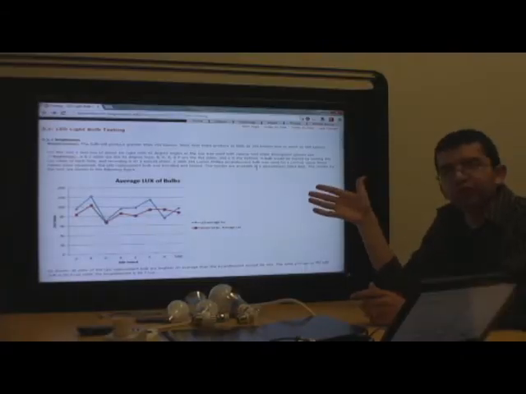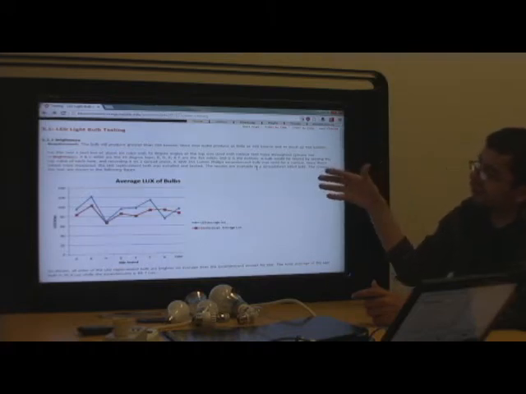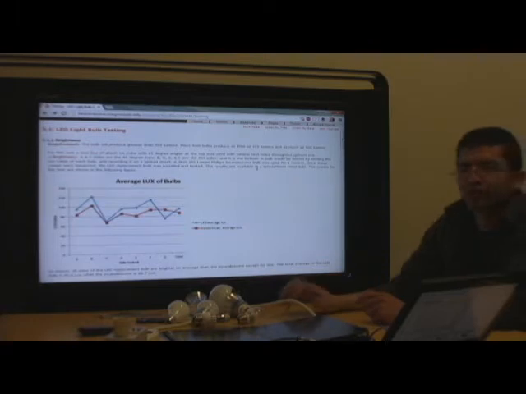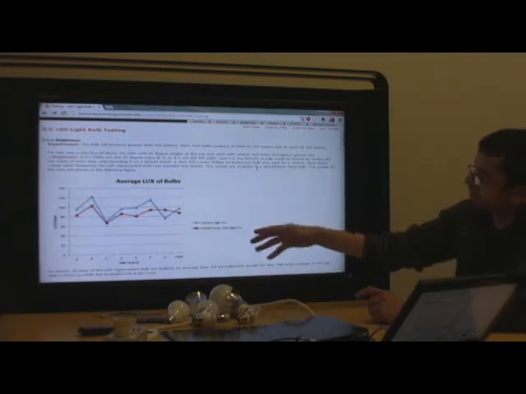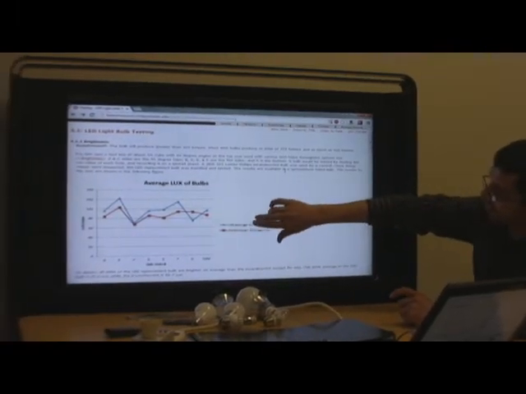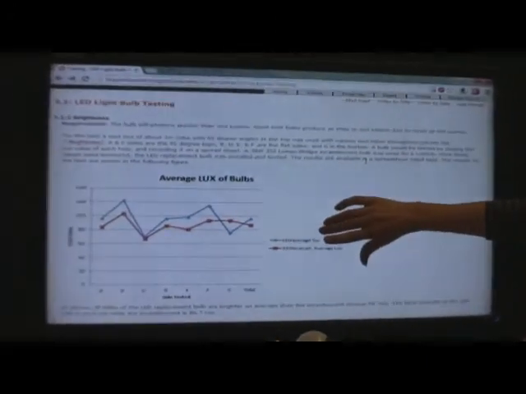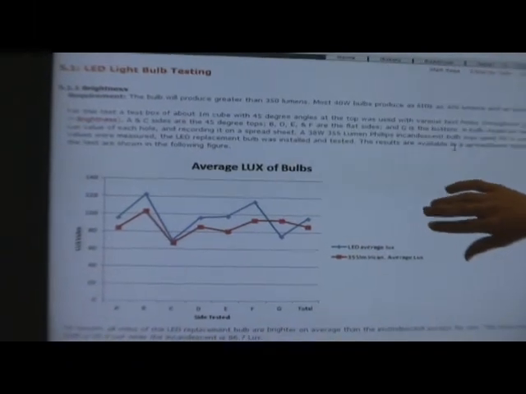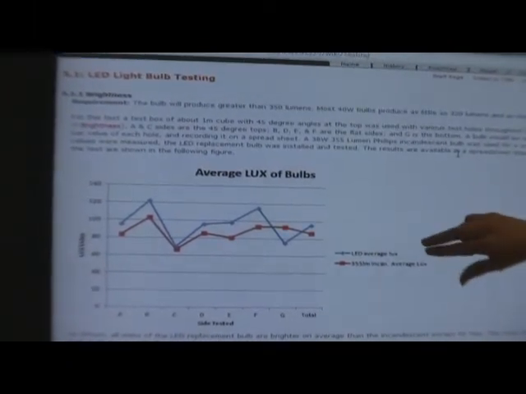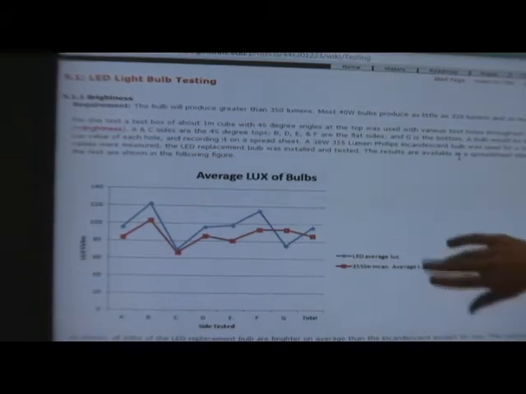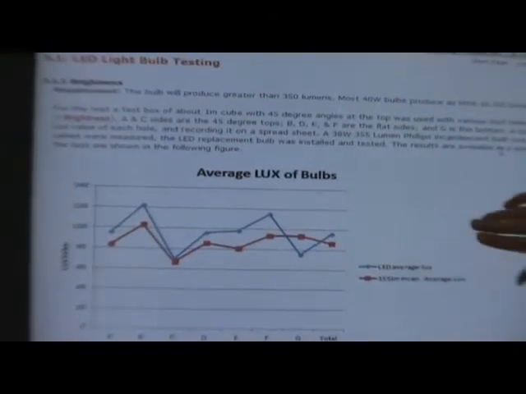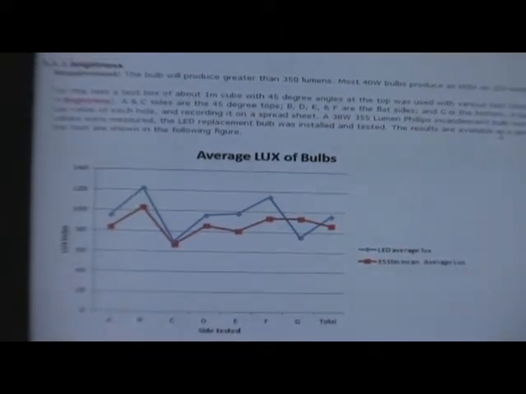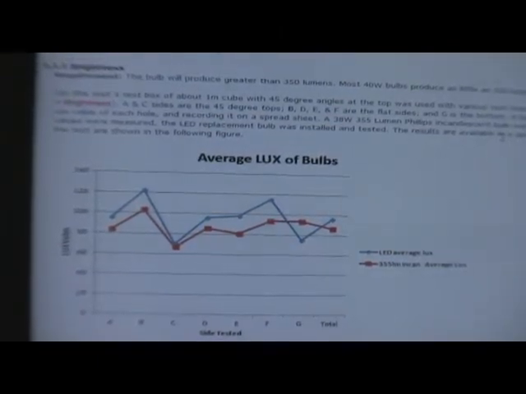For the engineering requirements, we're going to go over the way we ended up testing them. The first one is brightness. Looking at the graph, the red is the original light bulb, the 40-watt incandescent, and the blue is ours. A and C are the 45-degree tops, B, D, E, and F are the flat sides, and G is the bottom.